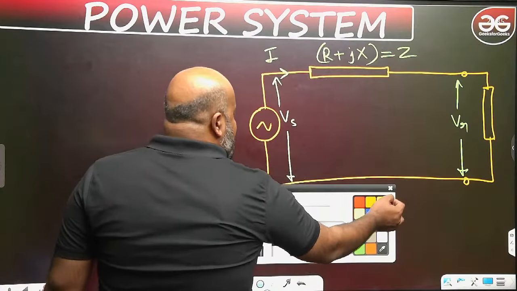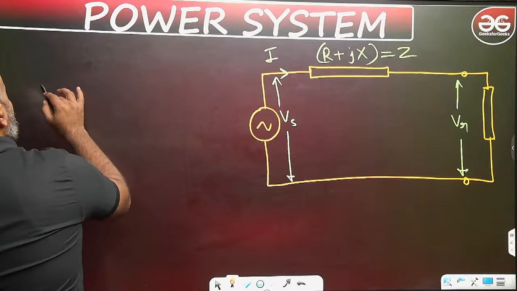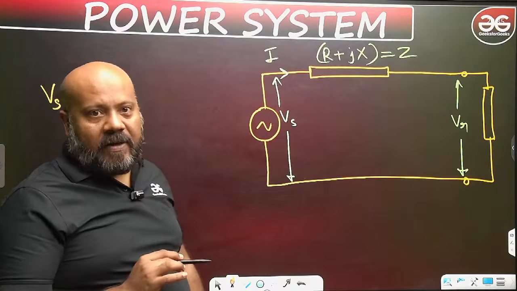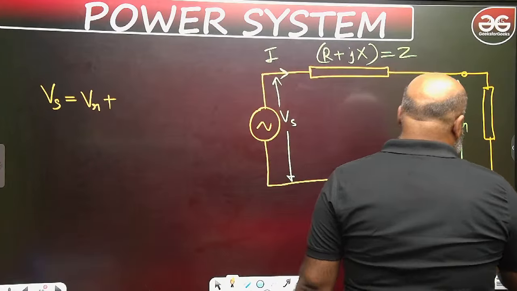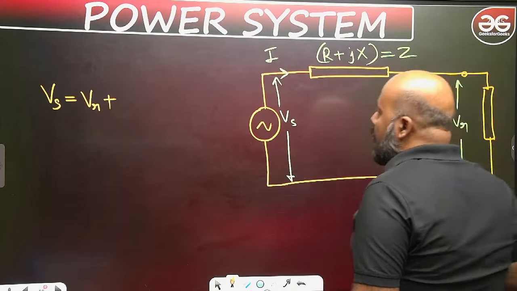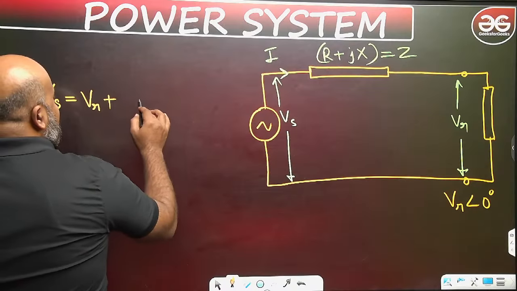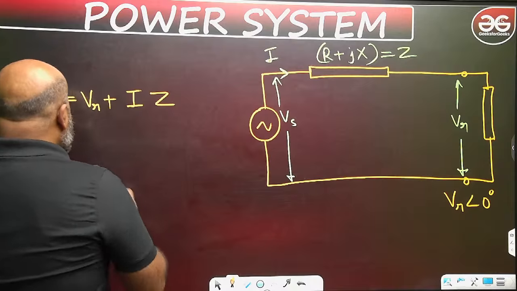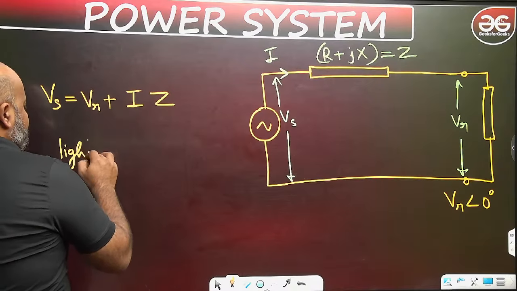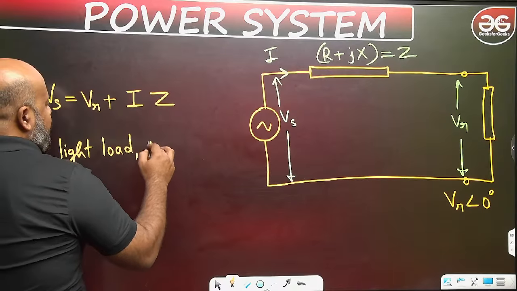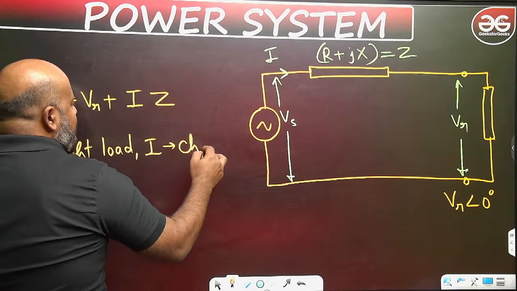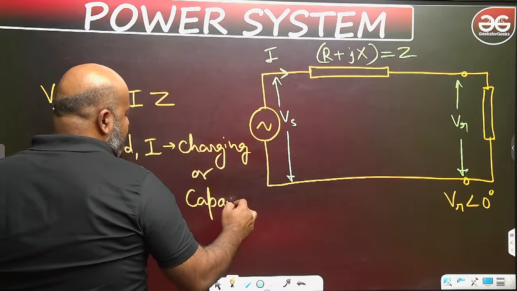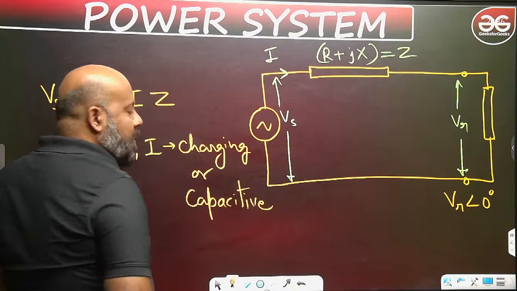So suppose I want to write the relation between the sending end voltage and the receiving end voltage, how can I write it? I can write Vs is equal to Vr. Suppose I am taking Vr as the reference voltage, so this is Vr angle 0 degree. So what I am getting is Vr plus the current multiplied by the impedance. Yes or no? But if it is a light load condition, this current I is going to be a charging current, or we call it a capacitive current.